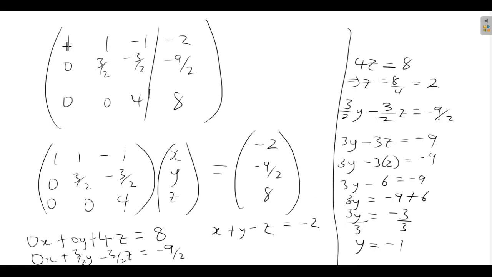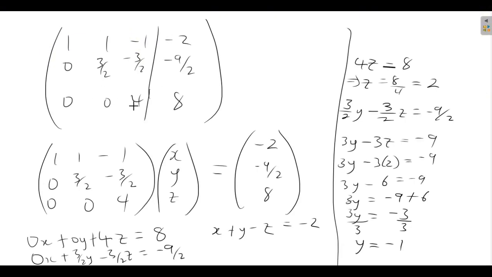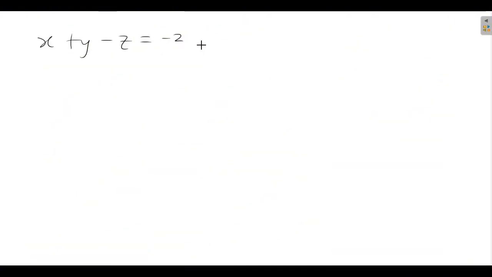So finding the value of x, we have x plus y minus z should be equal to negative 2. Right? That's the last equation. From this row echelon form matrix, we have x plus y minus z should be equal to negative 2. In fact, you can even see it here. Now we know the value of y is negative 1, and the value of z is 2. So we substitute these values into this equation to get the value of x.